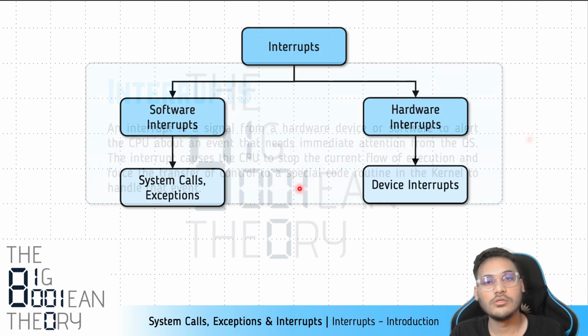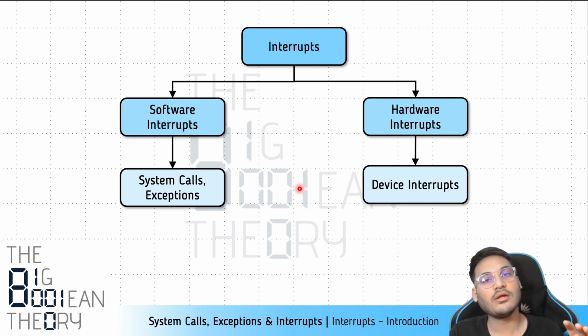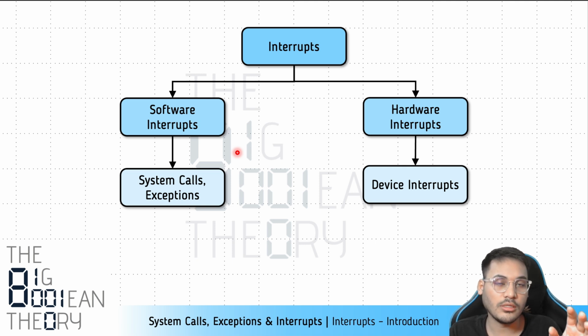So this slide talks about the different kinds of interrupts that are there. Interrupts can be classified into two types: software interrupts and hardware interrupts. As the name suggests, the source of software interrupts is the software. The user processes that are being executed on the CPU cause these kinds of interrupts. Examples of software interrupts are system calls and exceptions.